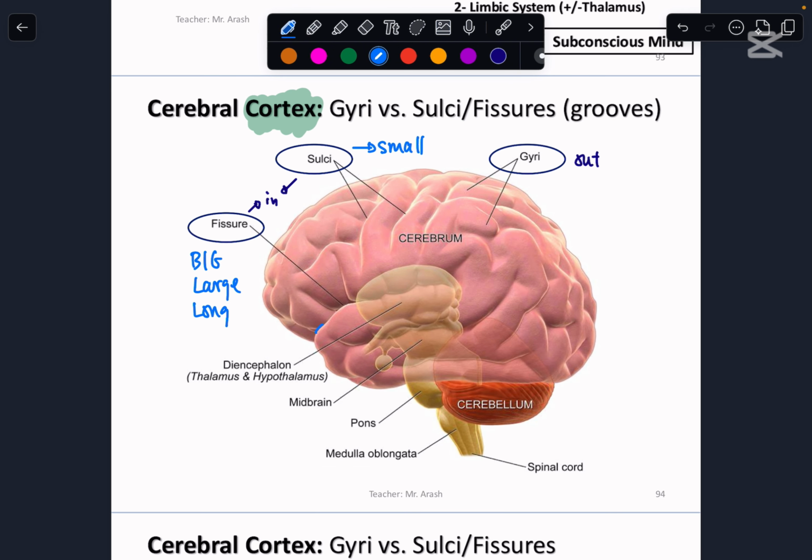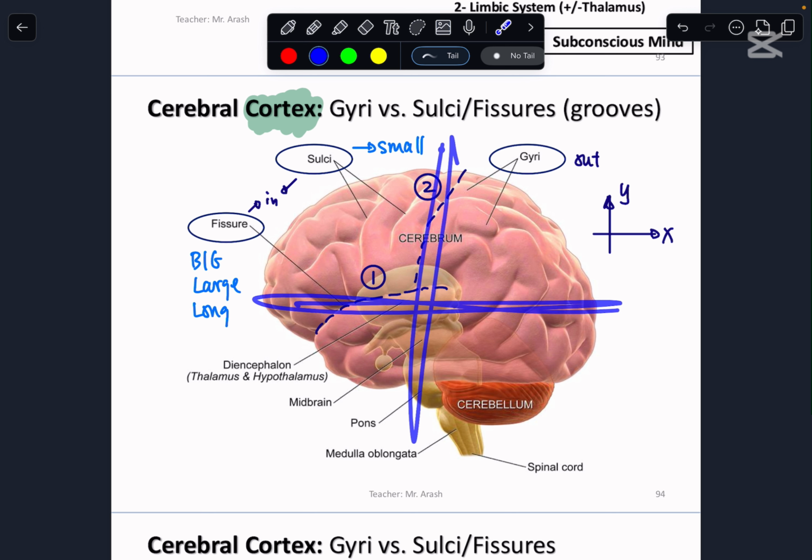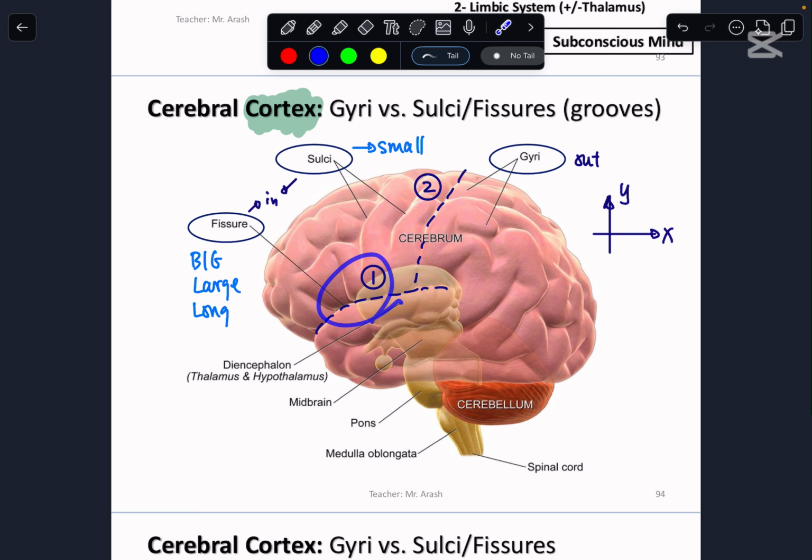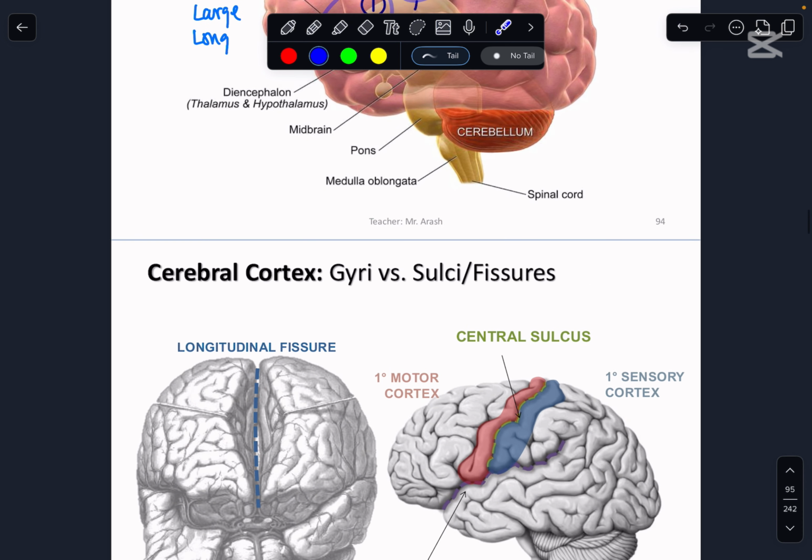So here's one fissure right here. It goes in the middle, and there's another fissure which goes right in the middle of the brain. Okay, so that's number one right here. This kind of goes horizontally, and then this one goes vertically, right? So an XY axis of the brain, X, Y. This goes horizontal, this cuts the brain in half vertically. And those are what we call the two big fissures, which we'll see in a sec.